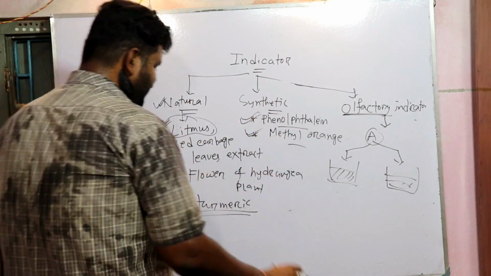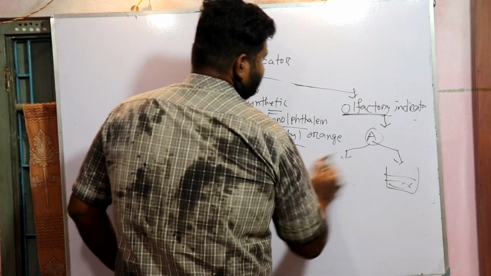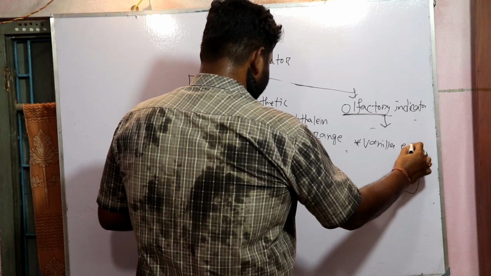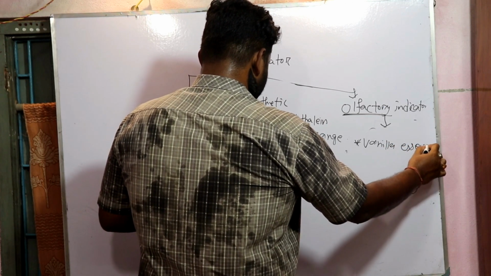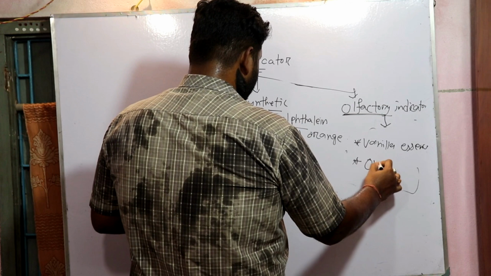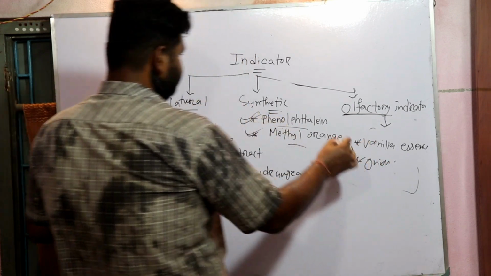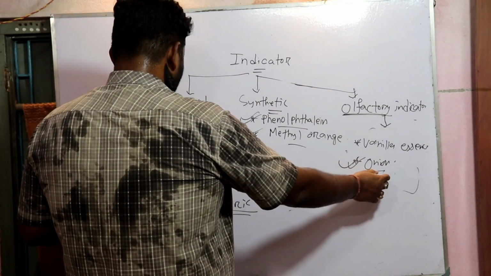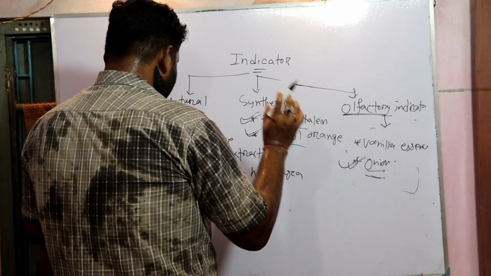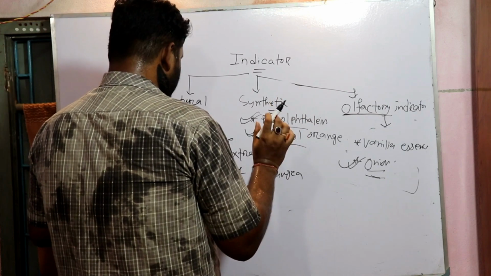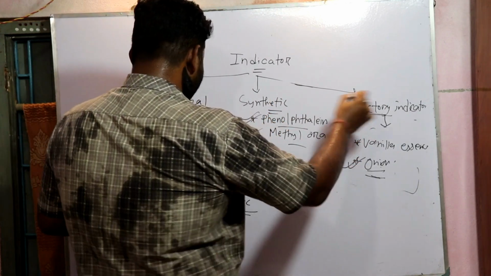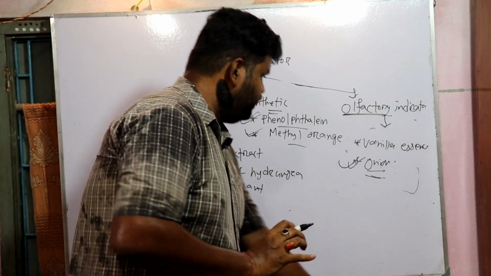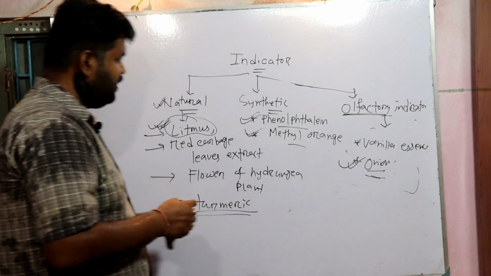Okay, so what are the main examples of olfactory indicators? Vanilla essence. Number 2 is onion, a very important and very interesting olfactory indicator. This onion will give a very characteristic smell in acidic solution, but when it is situated in basic solution it will not give any smell. Very interesting one.